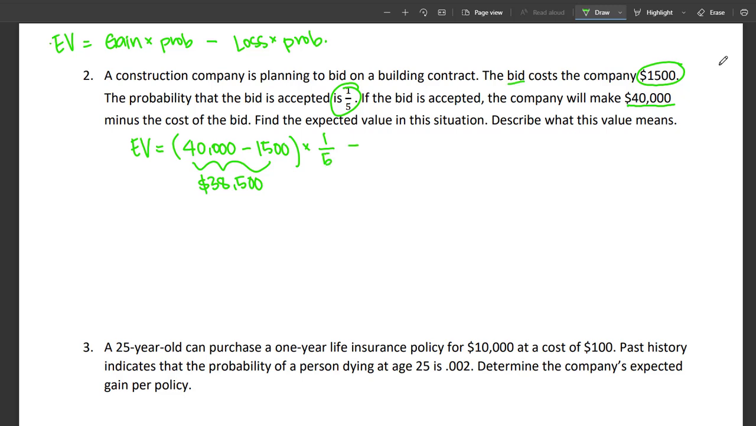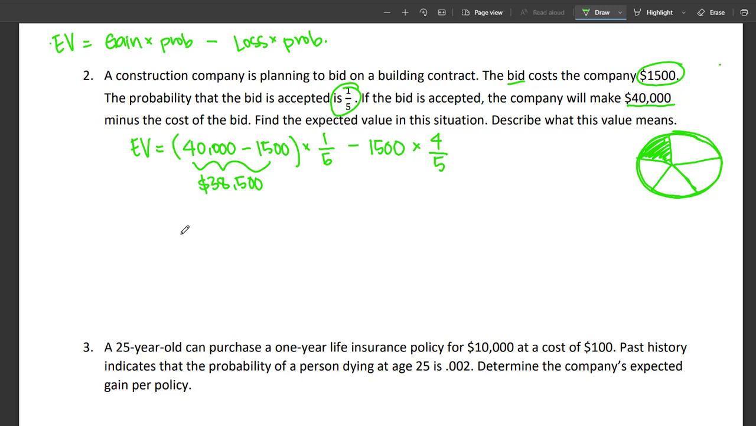For our loss side, we lose if we do not get this bid. So that $1,500 that we put in to even bid on this project, we lose it. It goes out the window. And then the probability for that, so if the bid is accepted, we have a 1 out of 5 chance of getting that bid. What that means is that we are one of 5 companies who are bidding on this project. So that means that if we were not to get the bid, our probability of not getting the bid would be 4/5. A full circle makes 100%.